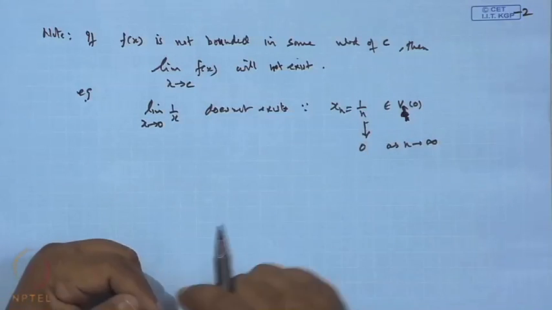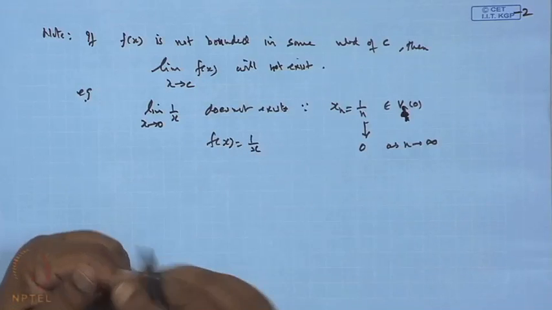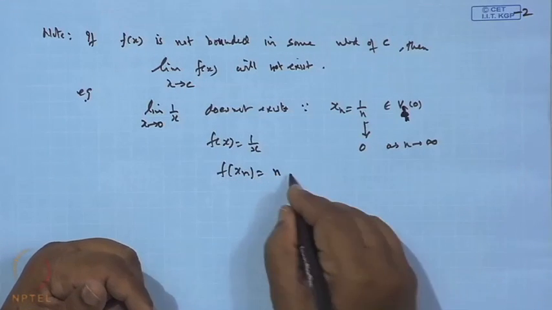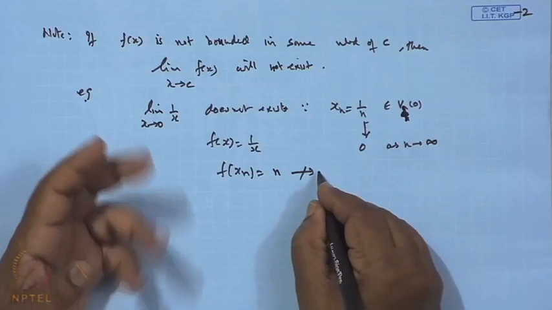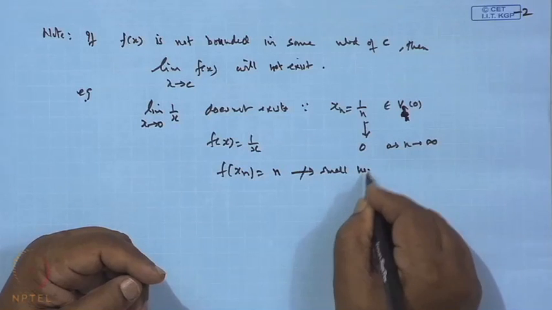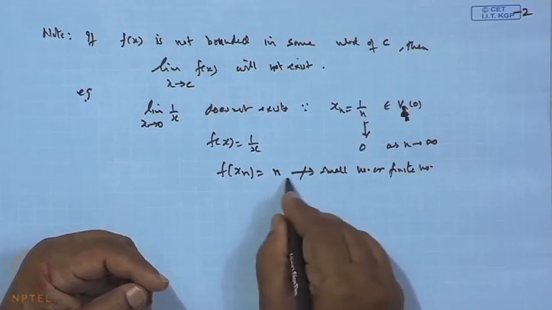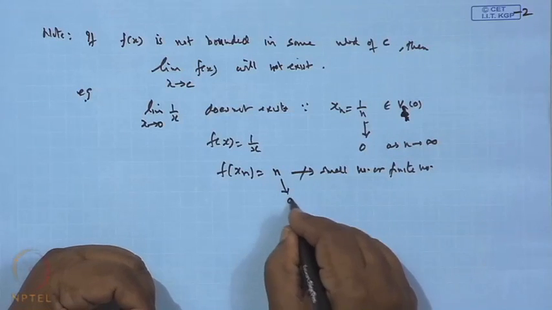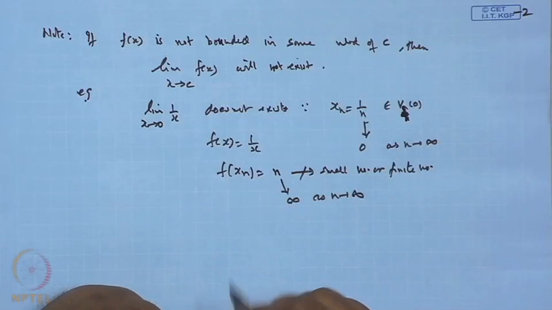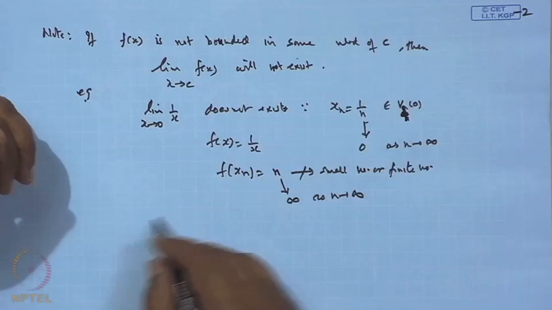But what about the function? The function f x is given to be 1 by x. So, what is the functional value? The functional value comes out to be n, which does not go to a finite number. In fact, it goes to infinity as n tends to infinity. So, the limit does not exist, but this can also be justified in another way.